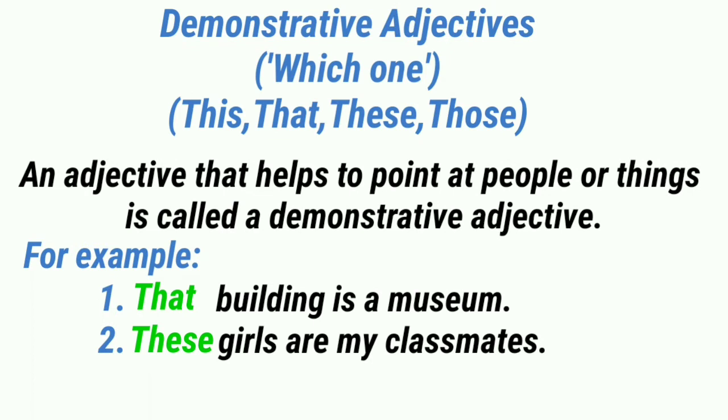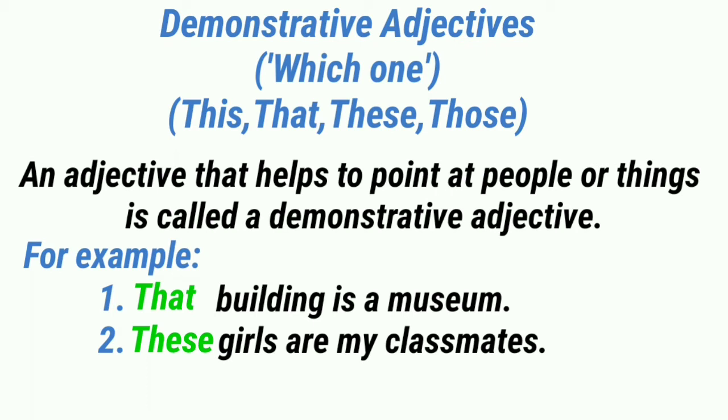Fourth one, demonstrative adjectives. Demonstrative adjectives demonstrate or point out which person or thing is meant. They answer the question which one. The words this, that, these, those are demonstrative adjectives. So, an adjective that helps to point at people or things is called a demonstrative adjective.